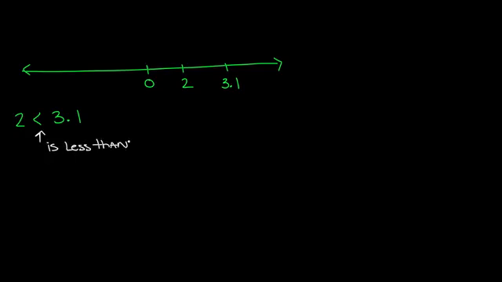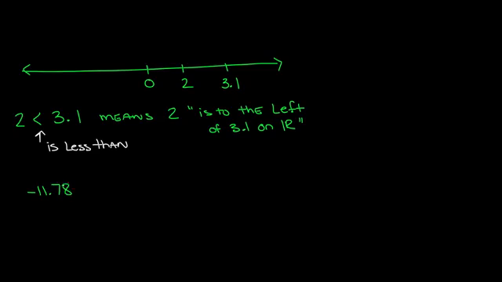So here's a statement. Let's think about what this statement means and then see why it's true. This statement, 2 is less than 3.1, means 2 is to the left of 3.1 on the real number line, R, which is in fact true. 2 is to the left of 3.1. Let's say negative 11.78 is also less than 3.1. Say it's about there. In fact, negative 11.78 is also to the left of 3.1 on the number line.